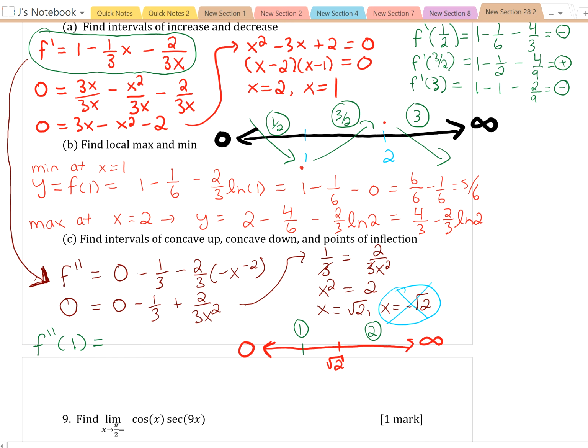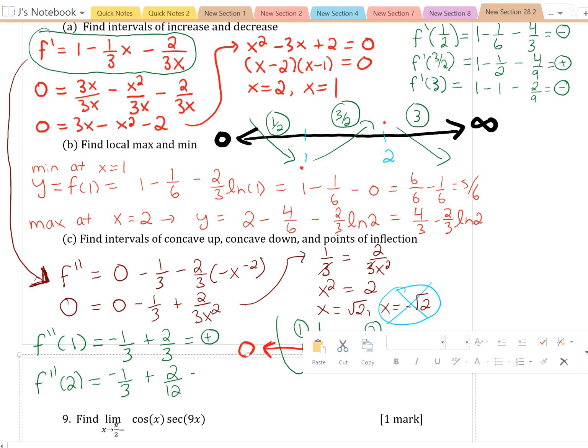So f double prime of 1, that'll be minus 1 over 3 plus 2 over 3. That'll be 1/3, which is positive. So the first region is concave up. Now I'll check what happens if we plug 2 in. F double prime of 2. That'll be minus 1 over 3 plus 2 over 3 times 4, 12. And that's definitely going to be negative, because we're going to have minus 1/3 plus 1 over 6. So that's minus 2 over 6 plus 1 over 6. That'll be negative 1 over 6. So negative. So concave down.